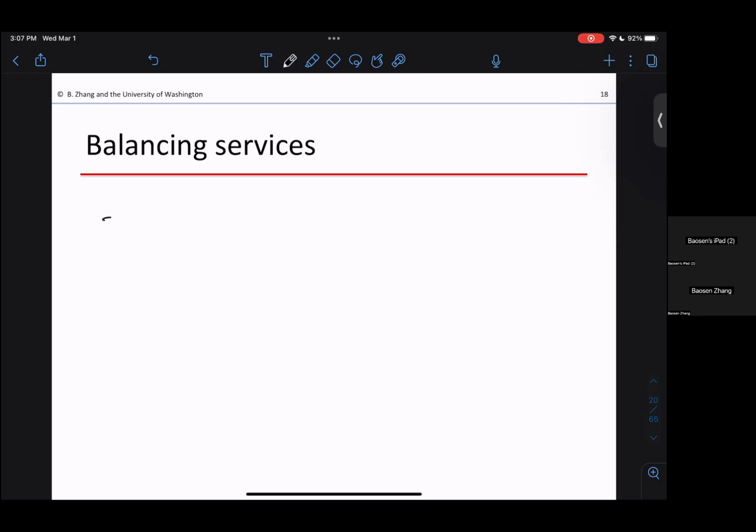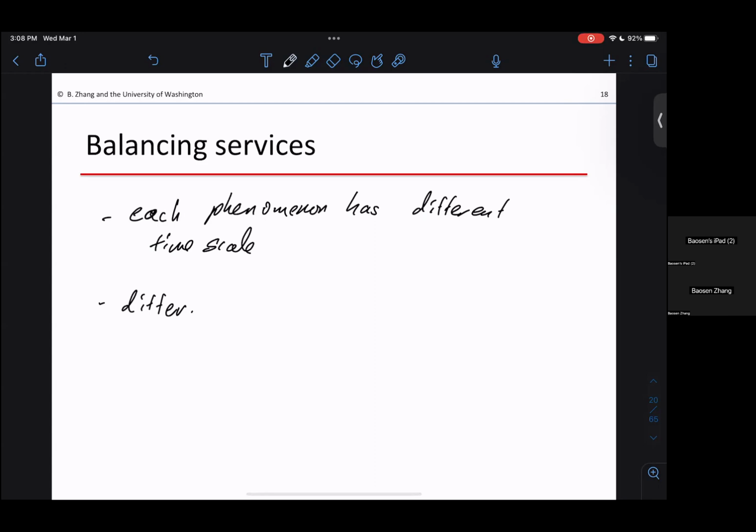And the way this is organized is basically on time scale. Right? So this is organized based on the different phenomena that you can have at different time scales. Okay, so some things happen second to second, some things happen minute to minute, some things maybe hour to hour, this kind of thing. And then you require different services for each.